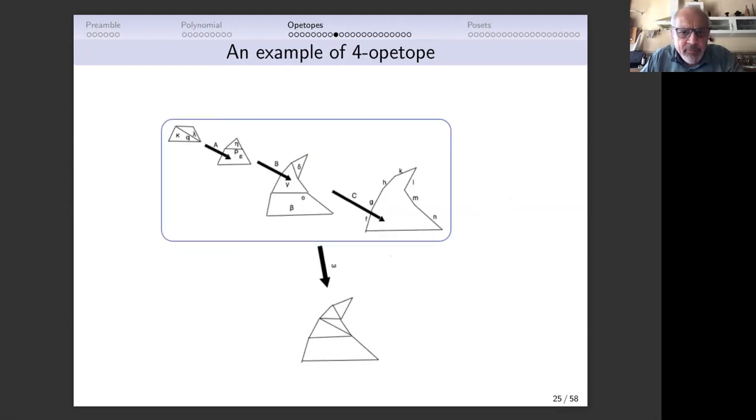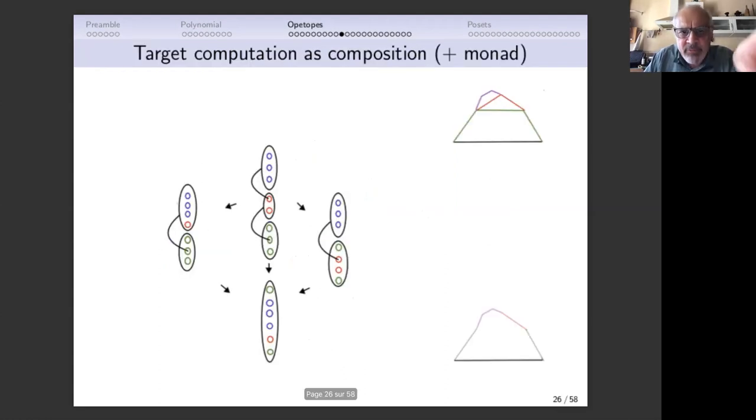Okay, so here's an example of four opetopes. I will not comment because it's very similar to the pictures I showed at the beginning. So let me comment on the target now. How do you compute the target of this guy? The target of this guy geometrically is just its border. Okay, so you will have this one. And so the target of this three opetope is this two opetope.